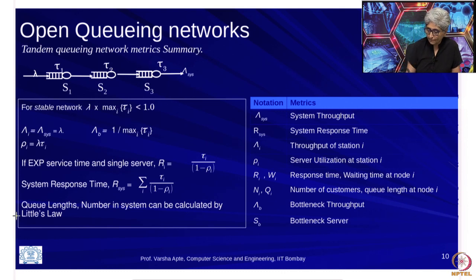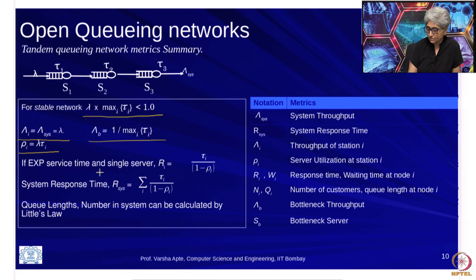This is the matrix we were after. For a stable network, which means that lambda multiplied by the maximum of the tau i's is less than 1, that means the arrival rate is less than the slowest service station's rate in the network. For a stable network, the system throughput is nothing but the arrival rate. The bottleneck is actually defined for the queuing system, nothing to do with the arrival rate as such. The bottleneck server is 1 over the max over i of tau i, this is just the slowest server. Utilization will simply be lambda tau i because it's a stable system.